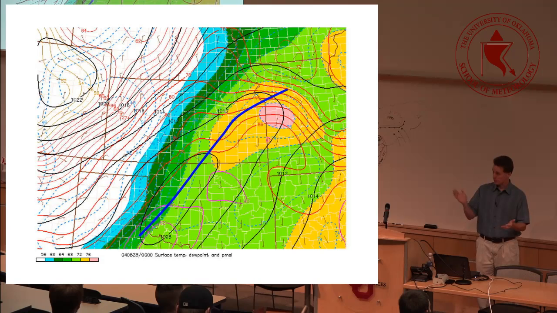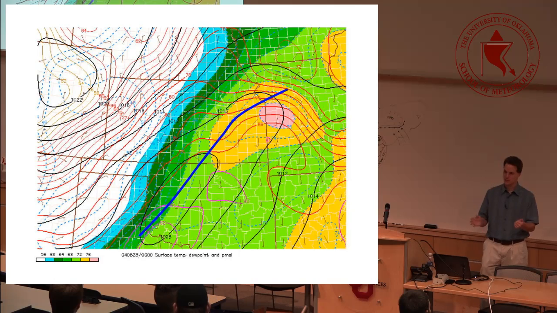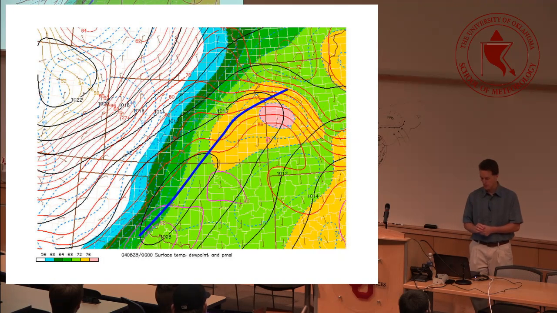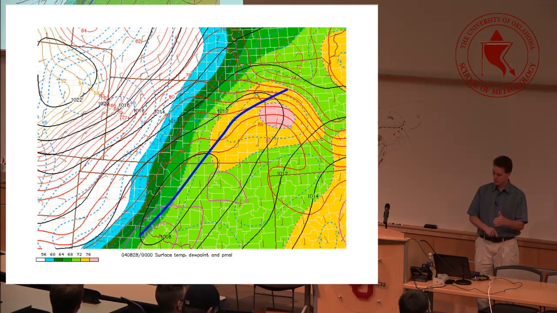Notice that the temperatures are maximized right along the boundary. The winds go from north or northeast on the west side of it to south or south-southwest on the east side of the boundary. That's creating vertical vorticity in that whole zone, and dew points are maximized up into Kansas in the low 70s.